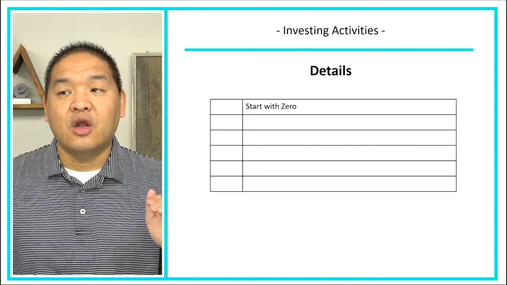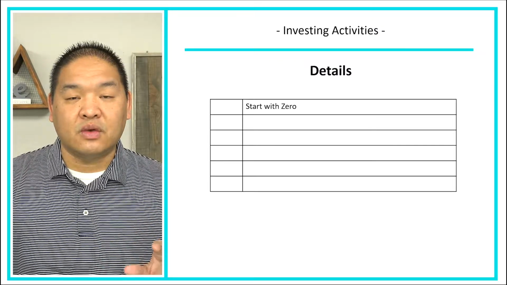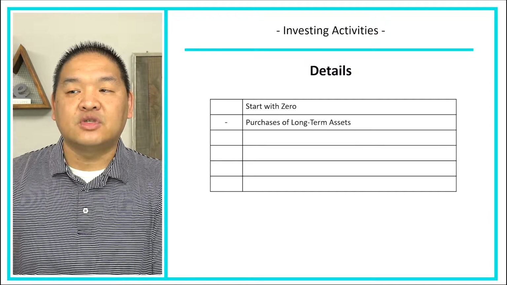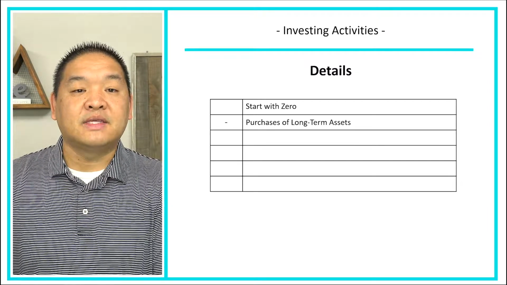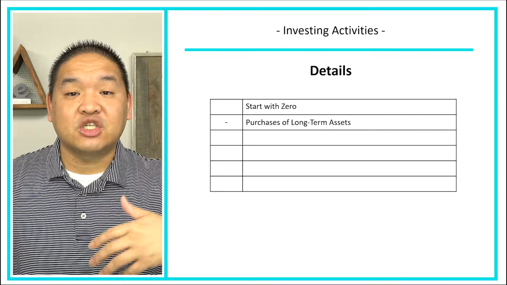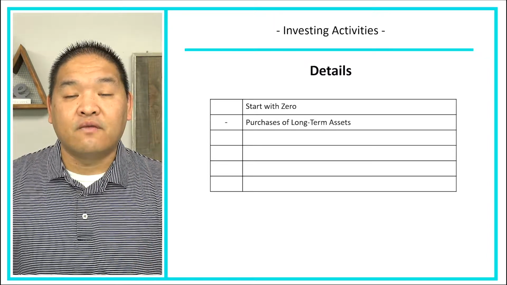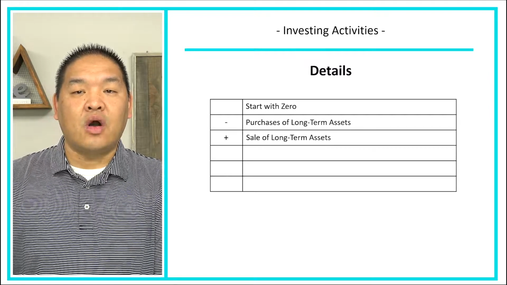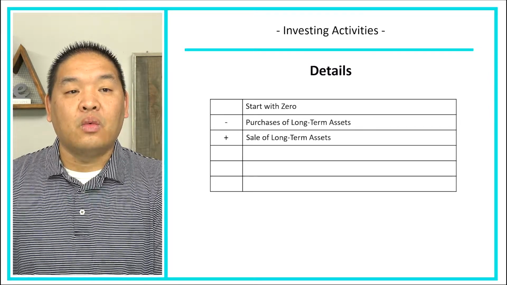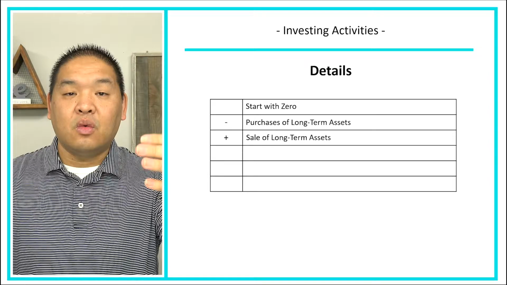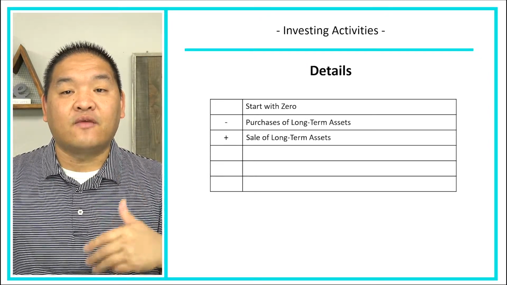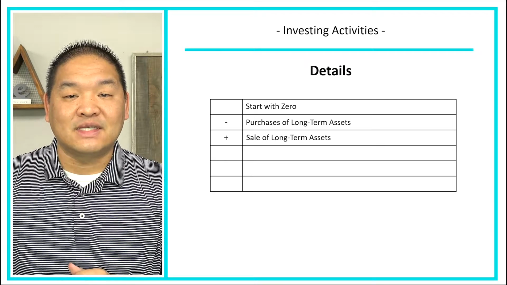So at the end of the day, what it looks like from a kind of mechanical picture here is we start with 0. So we'll always start with 0 in this case. And then from here, we're going to subtract any purchases of long-term assets. Why? Because in order to purchase long-term assets, cash has to go out. So we're going to subtract that from this section. Then we're going to add the sale of any long-term assets. Why are we going to add? Well, when we sell a long-term asset, we're going to receive cash. So that brings cash into the organization, therefore increasing the investing activities section.